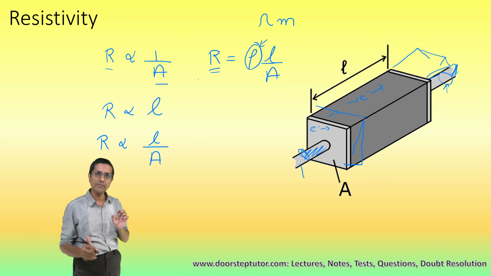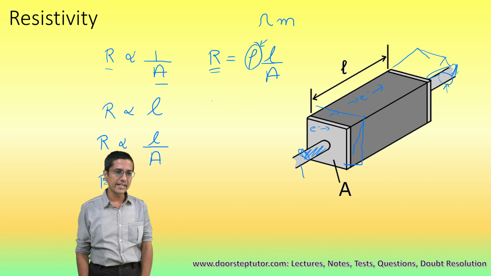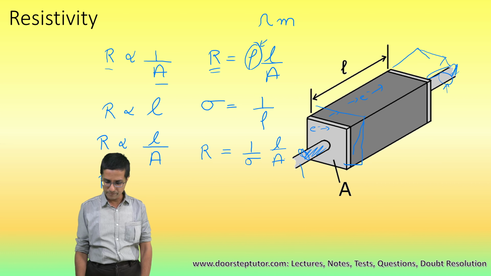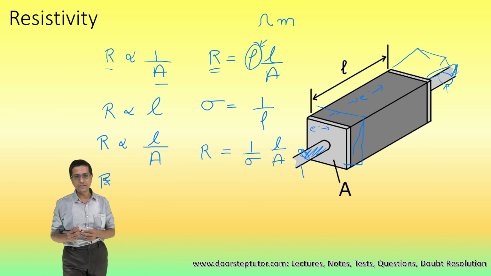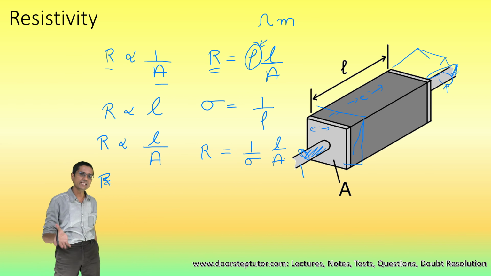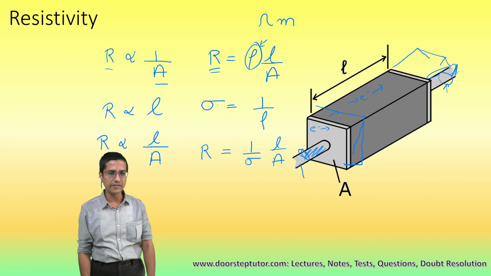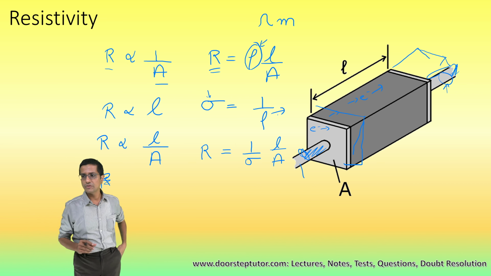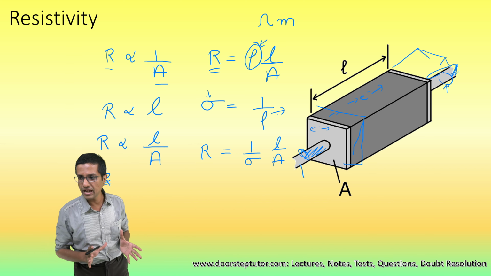Now that is the first term, resistivity, that we are introducing. The second term is known as conductivity. It is denoted by sigma, and that is equal to 1 upon the resistivity. Okay, very simple. So I can also write R is equal to 1 upon sigma, L by A. Okay, why? Because the conductivity is 1 upon the resistivity. So this is known as conductivity, and this is the resistivity. Okay, so that is the second important thing that we have learned here.